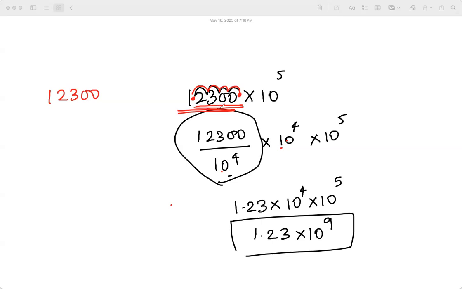Yeah. So now for this one, did you get it? 4 places to the left means you multiply by 10 power of 4 and divide by 10 power of 4. I understand a bit of it now. Yeah, when you divide by 10 power of 4, it becomes 1.23 and then you can write this one as 10 power of 9. Make sense?